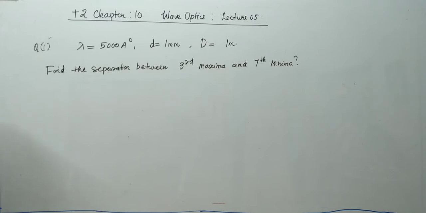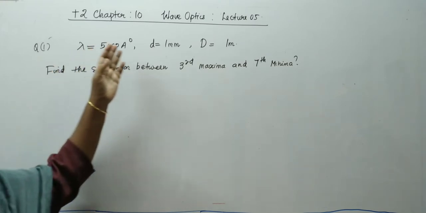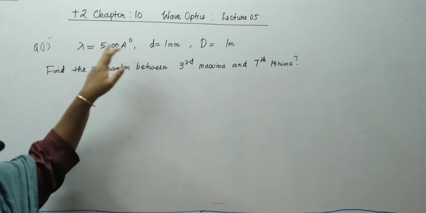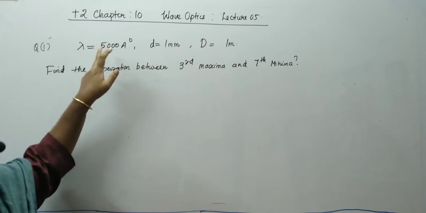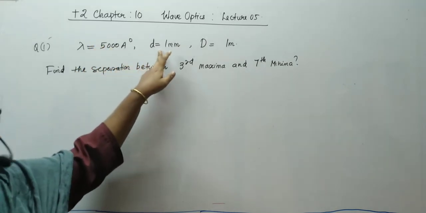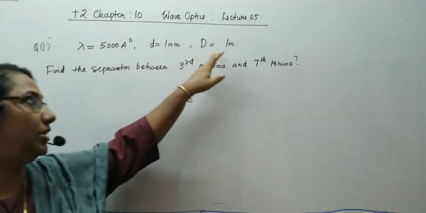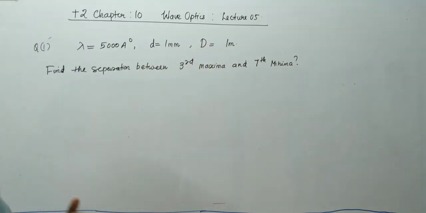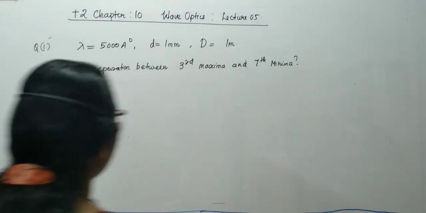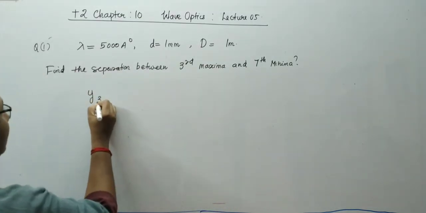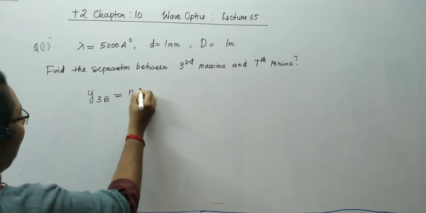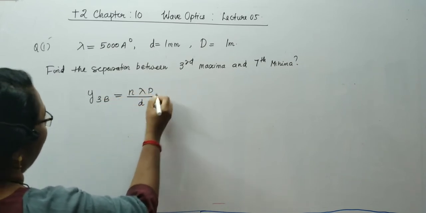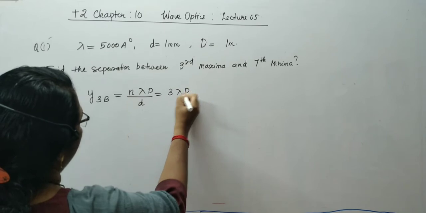In a Young's double slit experiment, everything will be given. In YDSE, the monochromatic light used has a wavelength of 5000 angstrom. The distance between the two slits is 1 millimeter. The distance of the screen from the slit is 1 meter. Find the separation between the third maxima, that is the position of the third bright band. N lambda d by D, so you will write 3 lambda D by d.